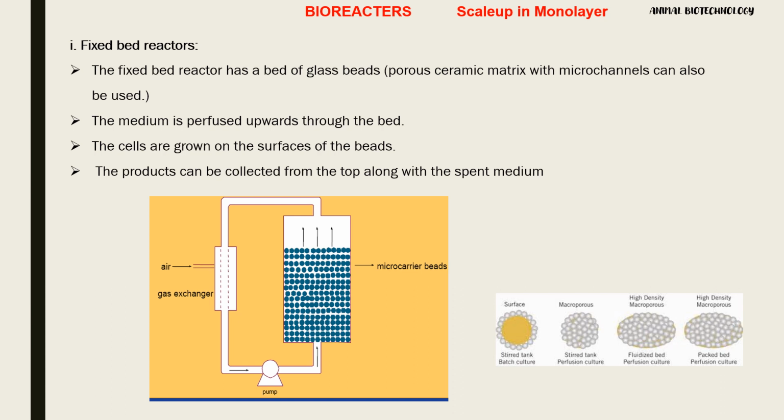Fixed bed reactors. In this type of culture, the cells are grown on microbeads and these microbeads are packed into the bioreactor. These beads are porous in nature. The nutrient medium is perfused upward through the bed. The bioreactor maintains controlled conditions. Advantage of this method is easy collection of end product and spent media. The diagram below shows the fixed bed bioreactor and a diagrammatic representation of the beads.